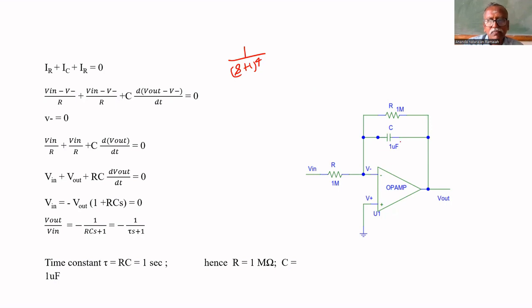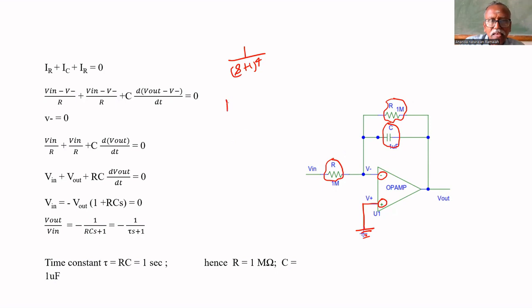For that, let us consider this op amp. This is inverting terminal, non-inverting terminal. Let us ground this non-inverting terminal. Let us put one capacitor in the feedback, and in parallel with that one resistor. Input resistance is R. Feedback resistance also R.